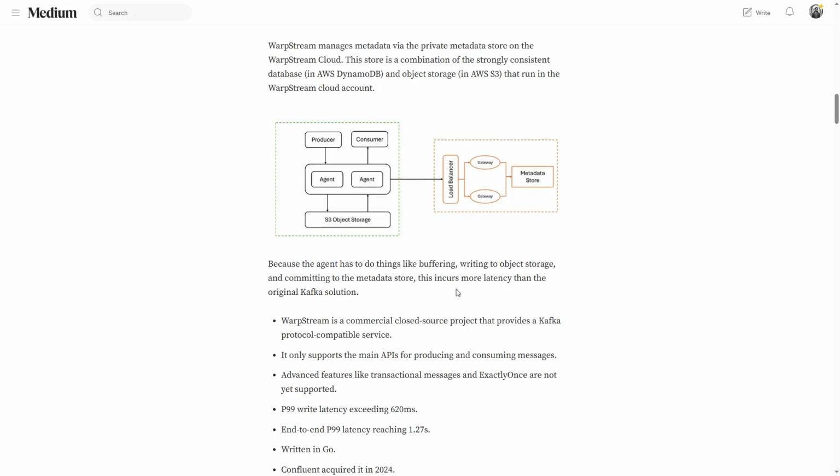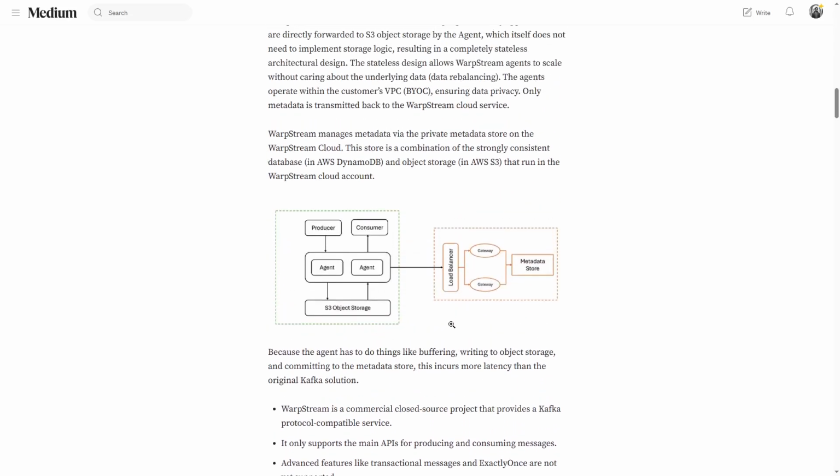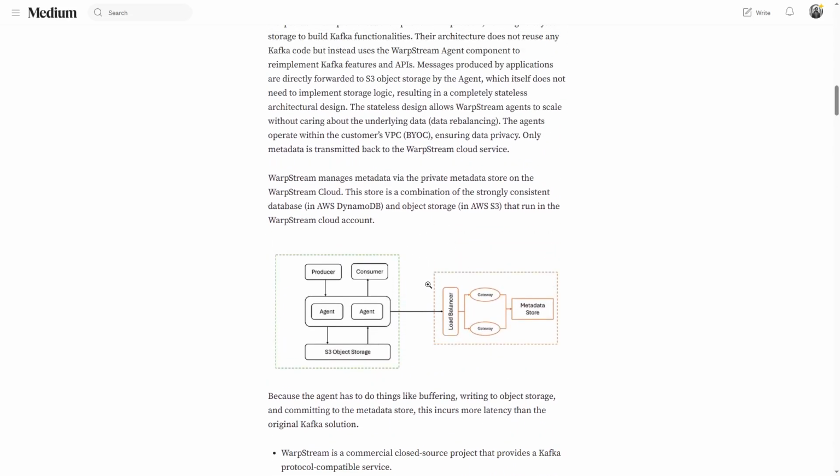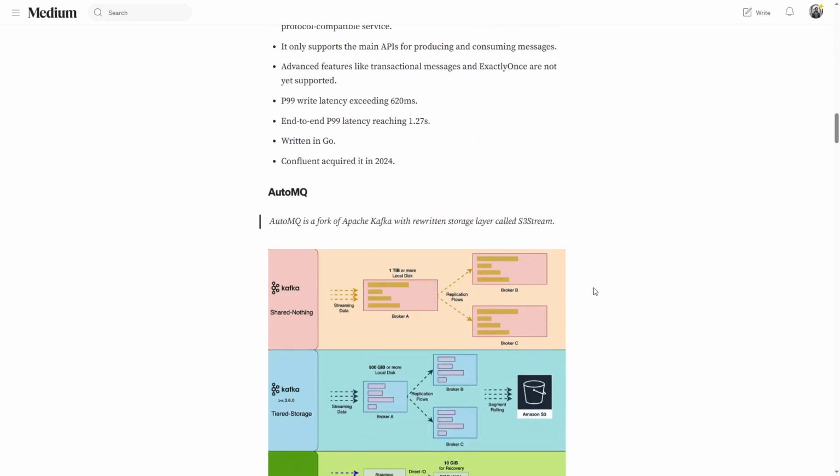It was also acquired by Confluent, considering its potential. The Confluent team was kind of skeptical about how long it would take to put out a competing offering, and hence they decided to buy the company itself. So yeah, this was one offering which is there.